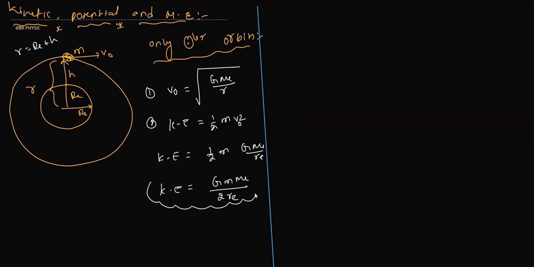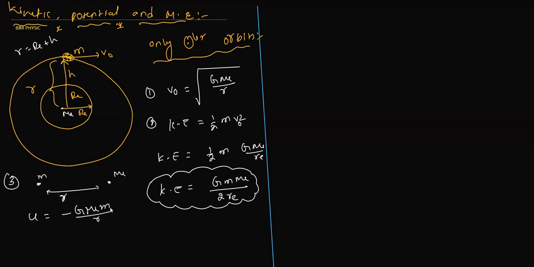And kinetic energy is always positive. Why it cannot be negative: mass will never be negative, and if v0 value is negative also, when you square it, it becomes positive. That's why kinetic energy will never be negative. Next, potential energy. For example, this is small m, this is capital ME, and the distance between them is r. We know that potential energy U equals minus G capital M small m divided by r.